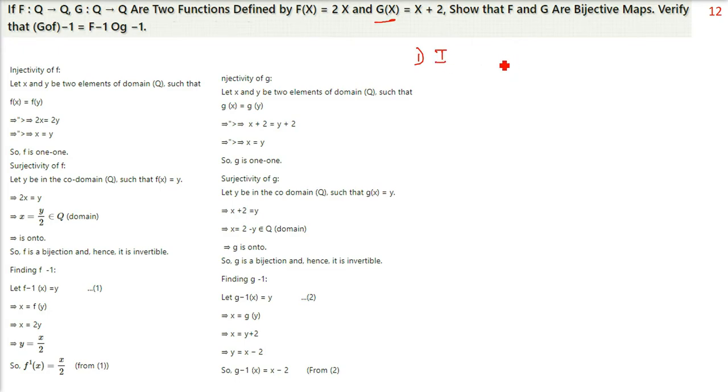So fx equals fy. We assume it to be true. We will try to prove that x equals y. So fx is x plus 2 and fy is y plus 2. So x equals y. This is what we wanted. Injectivity. Now coming to onto.